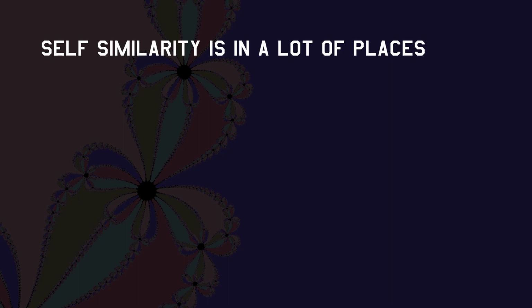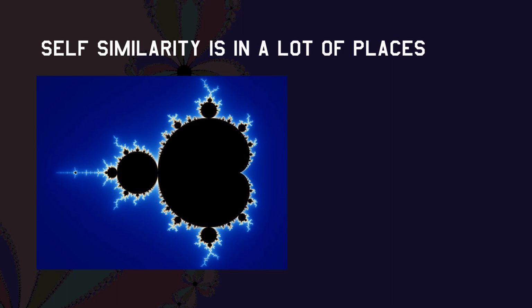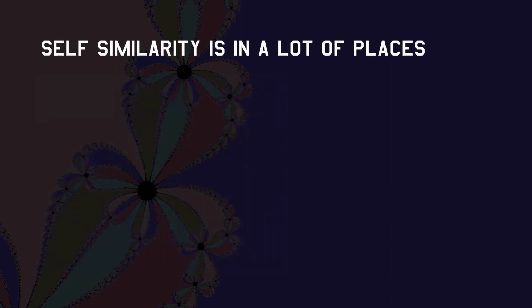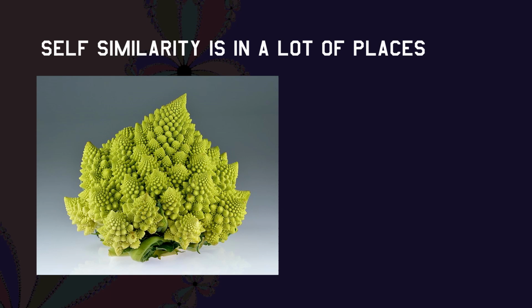And self-similarity is available in a lot of places. Obviously, you have probably seen this diagram or picture a lot in computer science, the Mandelbrot set. And we also see self-similarity in nature. So for example, this is Romanesco broccoli. And you can see the really 3-dimensional fractals, or self-similar objects, in this broccoli. Obviously, it's pretty apparent.